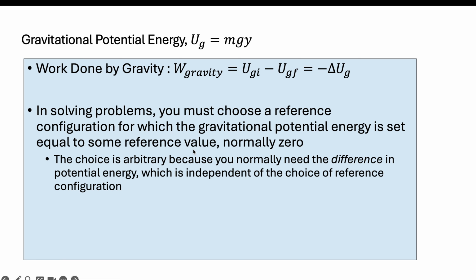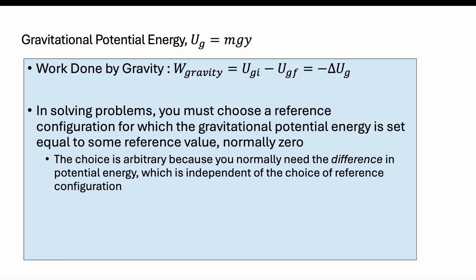So we're going to look at an example here in a minute, but one thing to keep in mind is that when we're solving problems, we have to choose a reference for our configuration for the potential energy. And typically we choose that reference value to be the lowest point in the problem. But it is really completely arbitrary because we are interested in the difference in potential energy. But if you have an example and you want to say, all right, well, what's my potential energy? You have to say with respect to what.